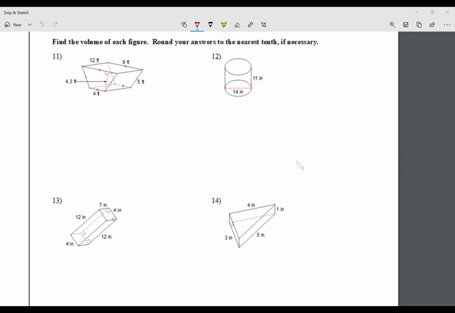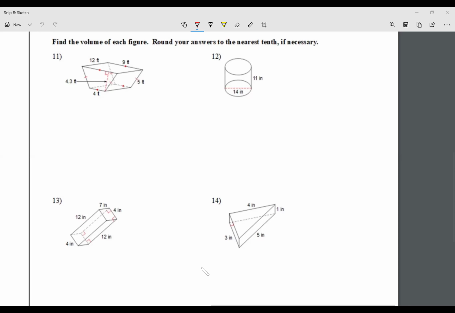All right, so let's move on. For today, we're going to be looking at the volume. It says find the volume of each figure. Round your answer to the nearest tenth. So tenth sounds like the number 10, which is a one with a zero. So nearest tenth means one decimal place. So what I'm going to do, it says round it if necessary.